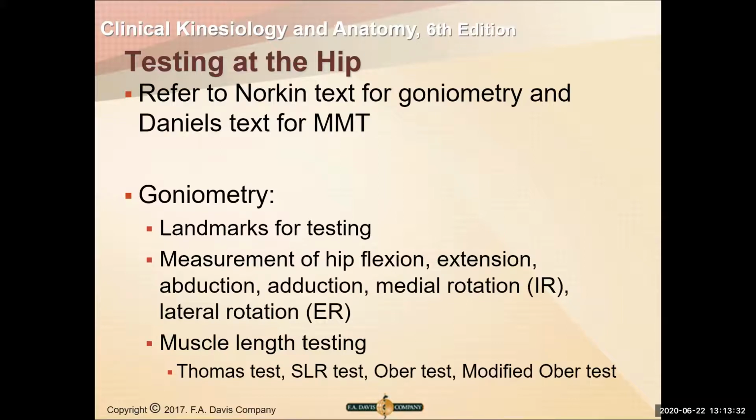There are some other tests we're going to go through towards the end of the class, especially when we get back to lab. We're going to run through some special testing where we do the Thomas test, the straight leg test, the Ober test, and the modified Ober test. With those, what we're testing is, do we have a tightness or a shortness in one of our muscles?